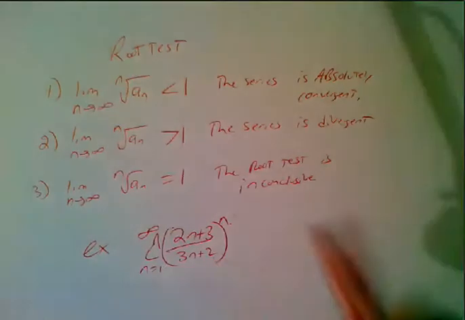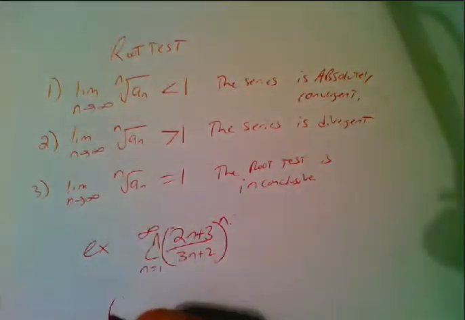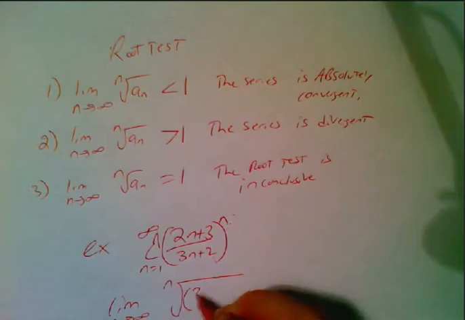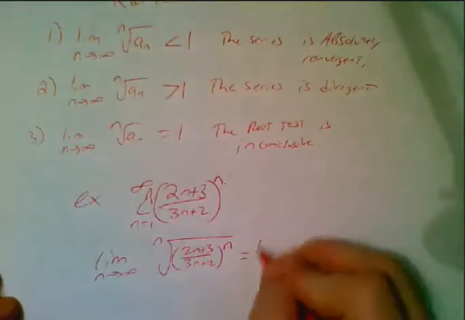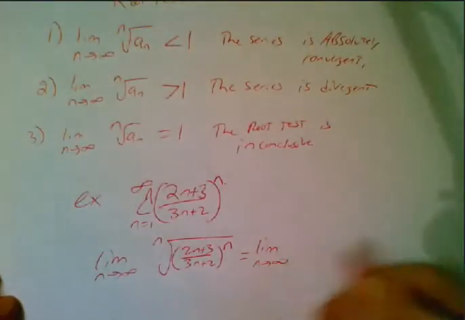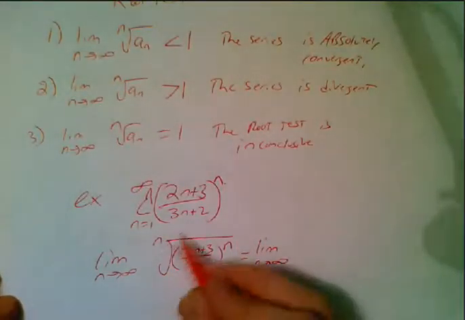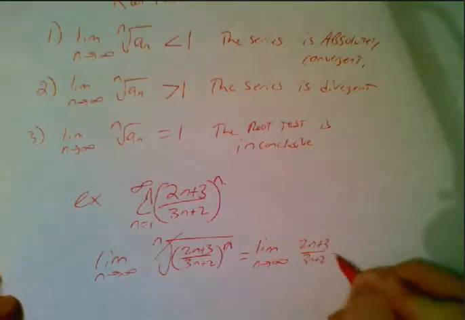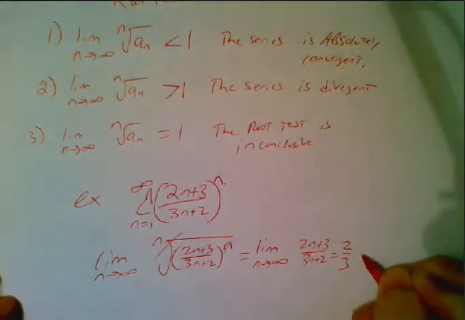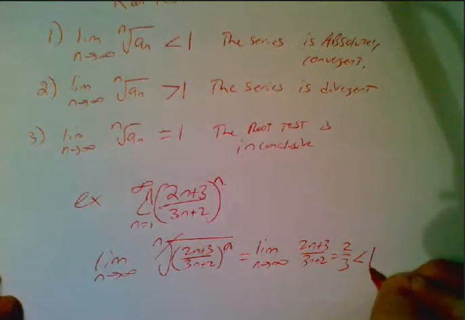So here's the series. We're going to apply the root test. So we're going to take the limit as n goes to infinity of the nth root of ((2n plus 3) over (3n plus 2)) to the nth. And that's going to be the limit as n goes to infinity. The nth root of something to the n, obviously, that's just (2n plus 3) over (3n plus 2), which is 2/3, which last time I checked is less than 1.